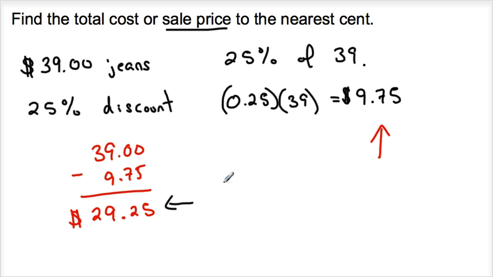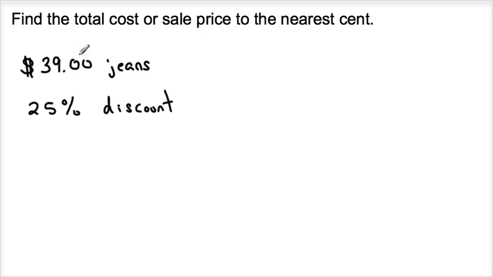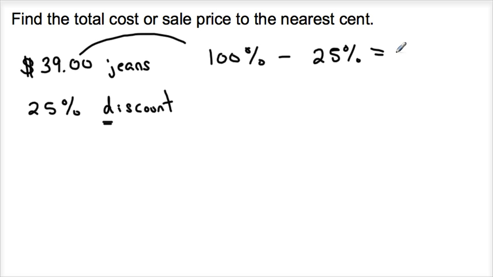Okay, so we could take another shortcut on this one. If it's just asking for the sale price and you don't really need the discounted amount, you can say, well, normally I'm going to give the cashier 100% of the $39, but since today they're giving me a 25% discount, and if it's a discount, I deduct, I'm going to subtract 25% from 100. So what percent am I only paying for these jeans now? 75%. Yep, I'm only paying 75% for these jeans.